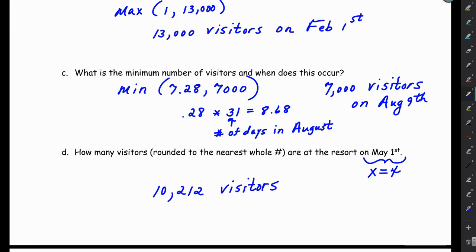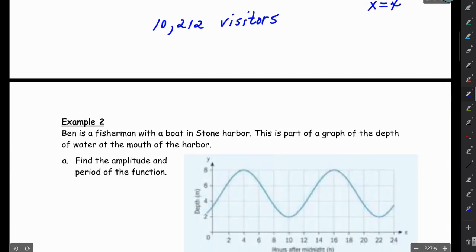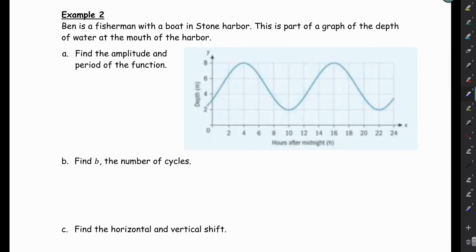All right, let's move on to example 2. Ben is a fisherman with a boat in Stone Harbor. This is part of a graph of the depth of the water at the mouth of the harbor. Find the amplitude and the period of the function. So let's do amplitude first.